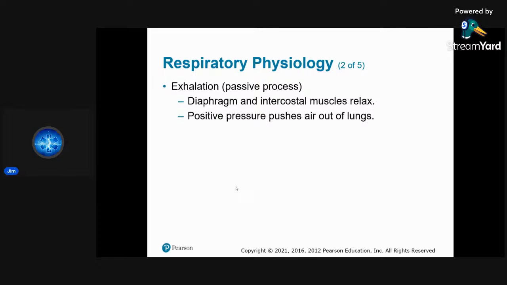Now, on the flip side, when you exhale, or exhalation, it's a passive process. The diaphragm will relax, our intercostal muscles will relax. It creates a positive pressure. The air is then pushed out of the lungs, and we exhale.